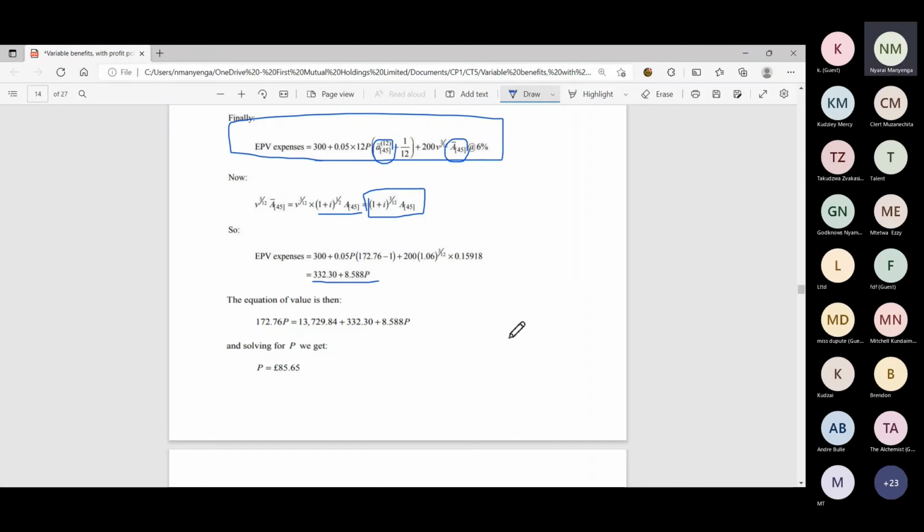Then from the equation of value, you add the expected present value of expenses plus the expected present value of benefits, and then you equate them to the expected present value of premiums. Then, solving for P, you get this answer.